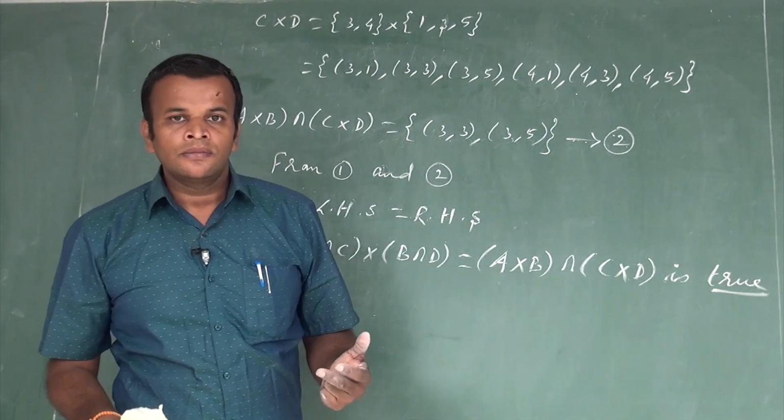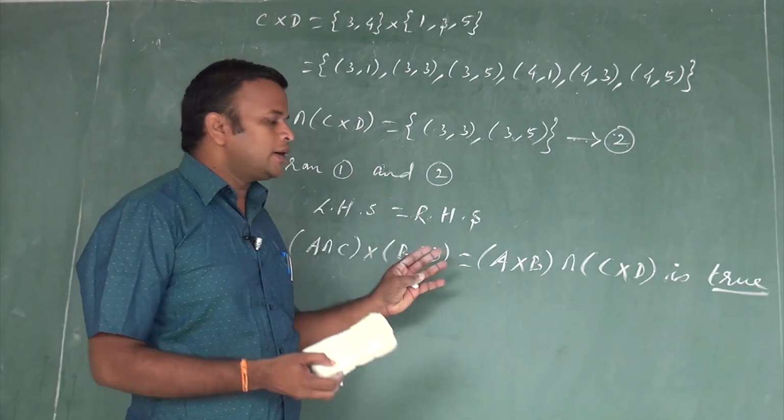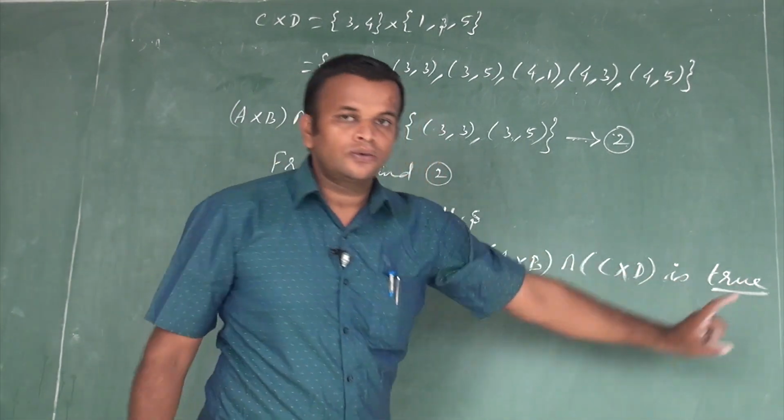But in this sum, LHS and RHS both have the same ordered pairs. So we write the conclusion: the given statement is true.